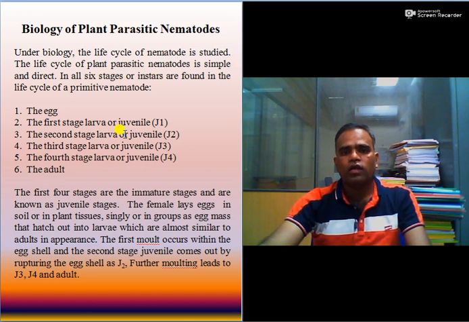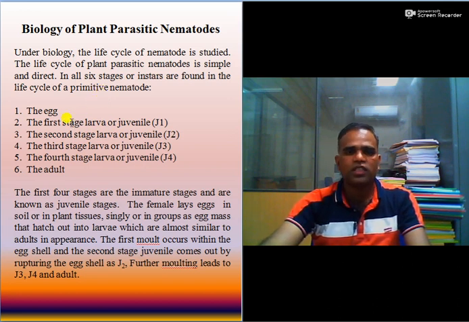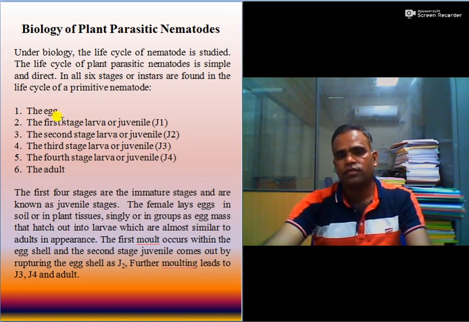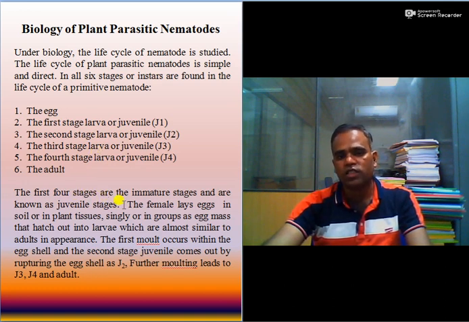In all, there are 6 stages in the life cycle of a nematode. These 6 stages are the egg, the first stage larva or juvenile 1, the second stage larva or juvenile 2, the third stage larva or juvenile 3, the fourth stage larva or juvenile 4, and the adult. The first 4 stages are the immature stages and are known as juvenile stages.